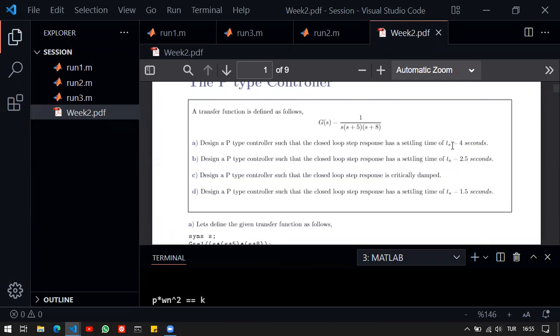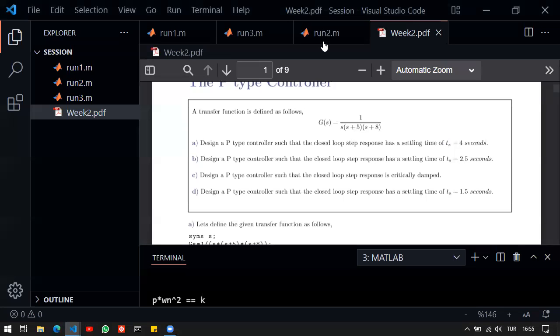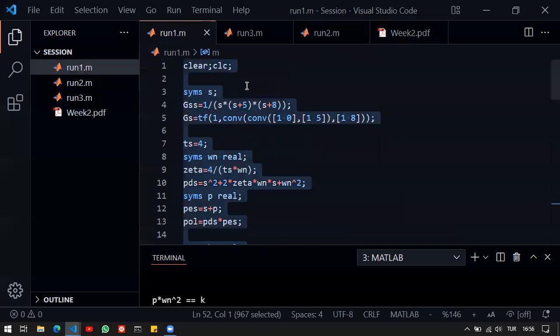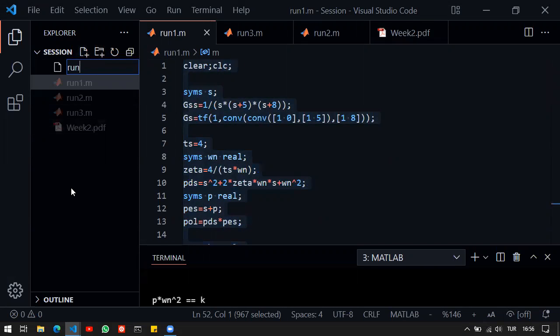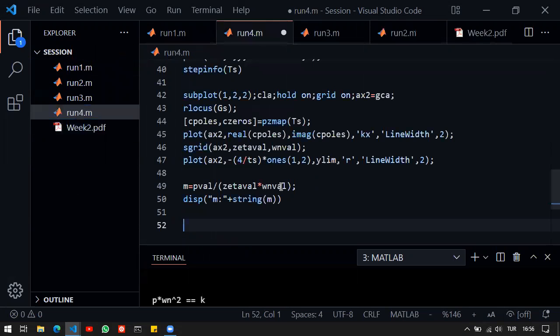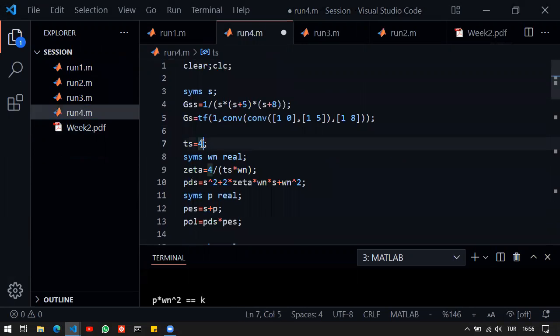Now, the design was Ts equals 4, Ts equals 2.5, and then we looked at critical damping. And then for some reason, we have again Ts equals 1.5. So this should look a little bit suspicious. Let's see if it is or if it's not. So there we go. I've basically copied and pasted it, and I'm going to plug in 1.5.